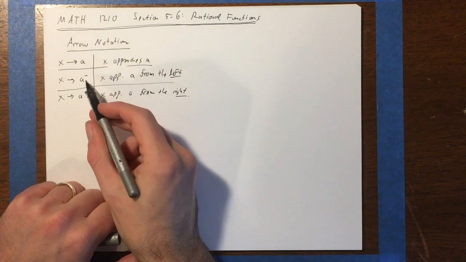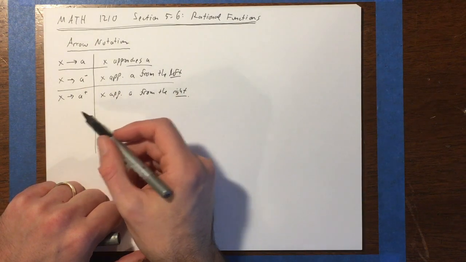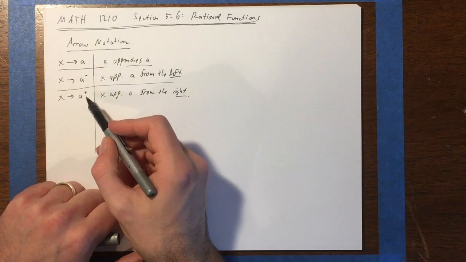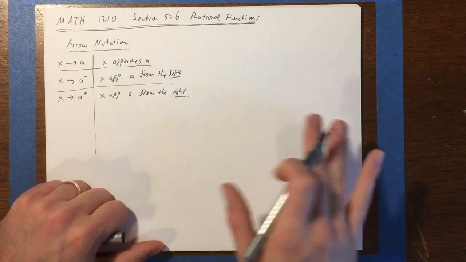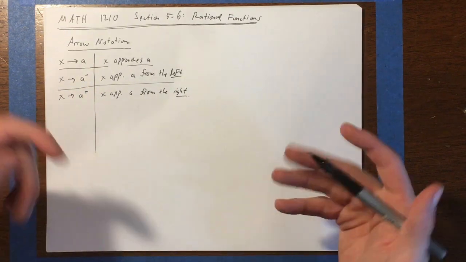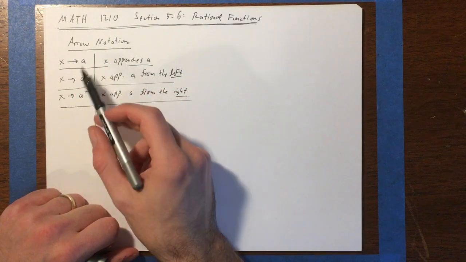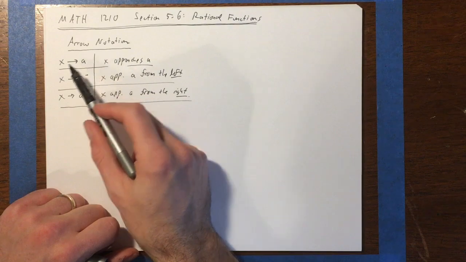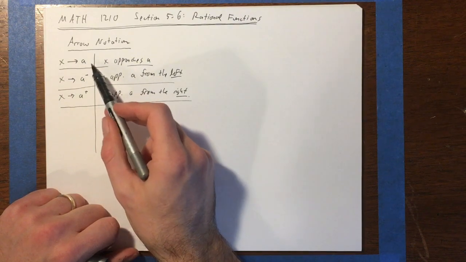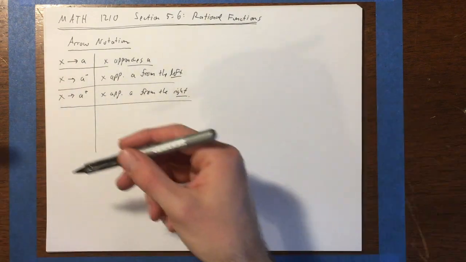Okay, so that little negative and positive doesn't actually mean negative and positive. It means just to the left and to the right. So like you could subtract a little bit or add a little bit. And so that's what that means. So that's approaching from the left or the right. If it says x approaches a, that kind of means from both sides. So consider both sides.